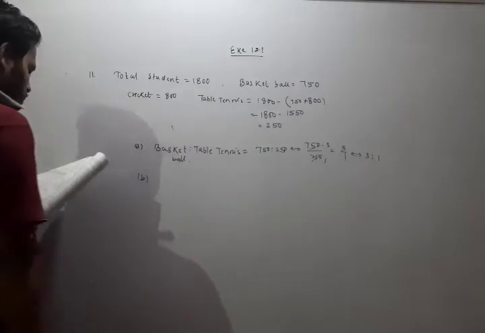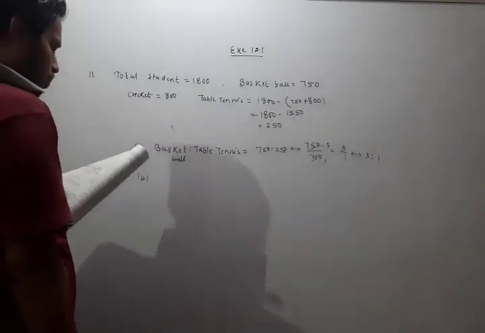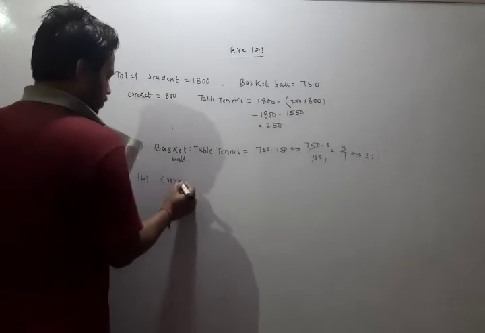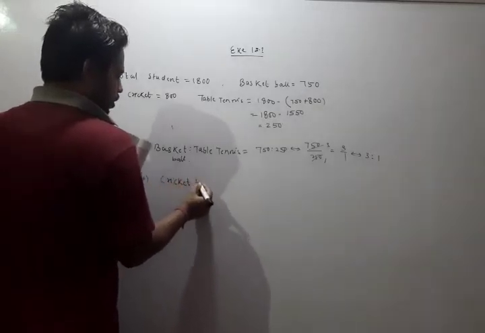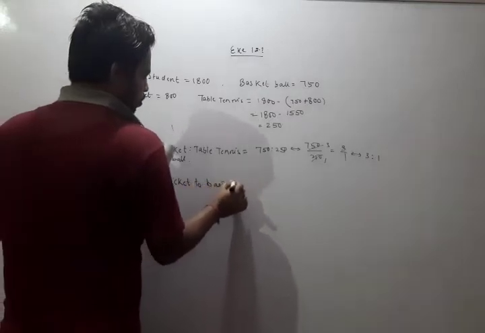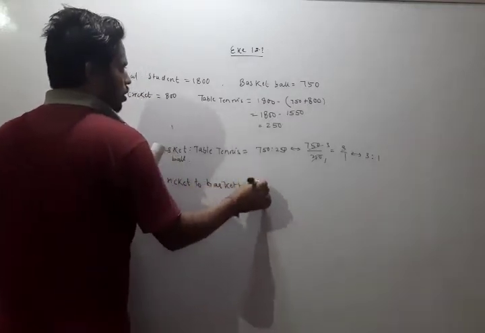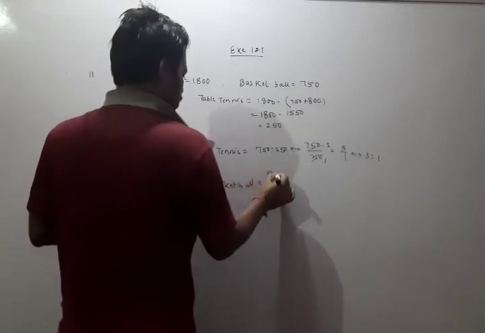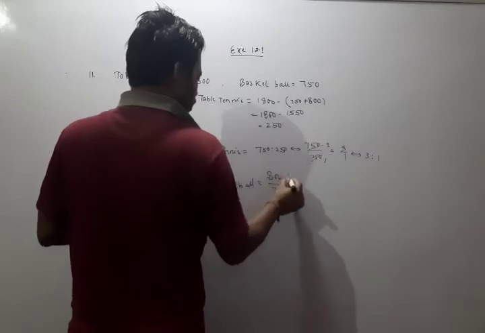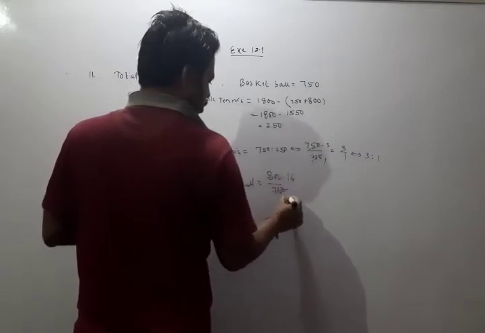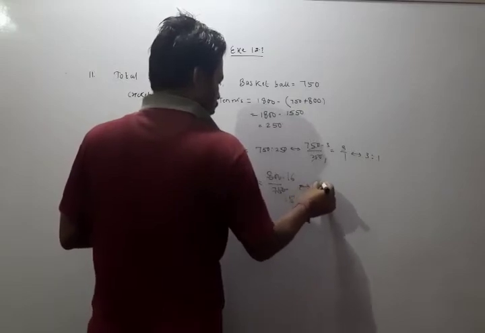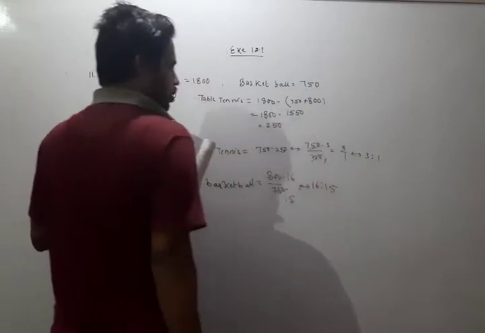Now the number of students who opted cricket to those who opted basketball. Cricket to basketball. Cricket is 800, basketball is 750. Both are divisible by 50, 16, 15. So the ratio will be 16:15.